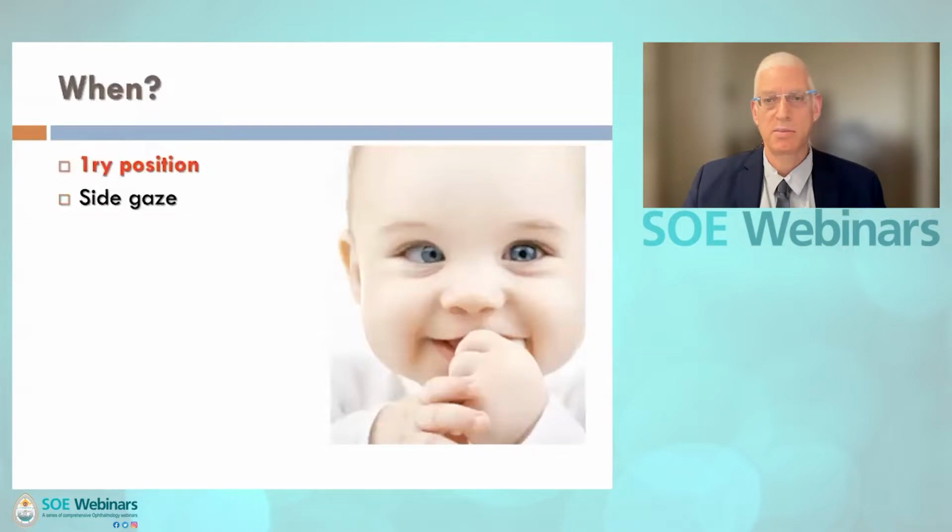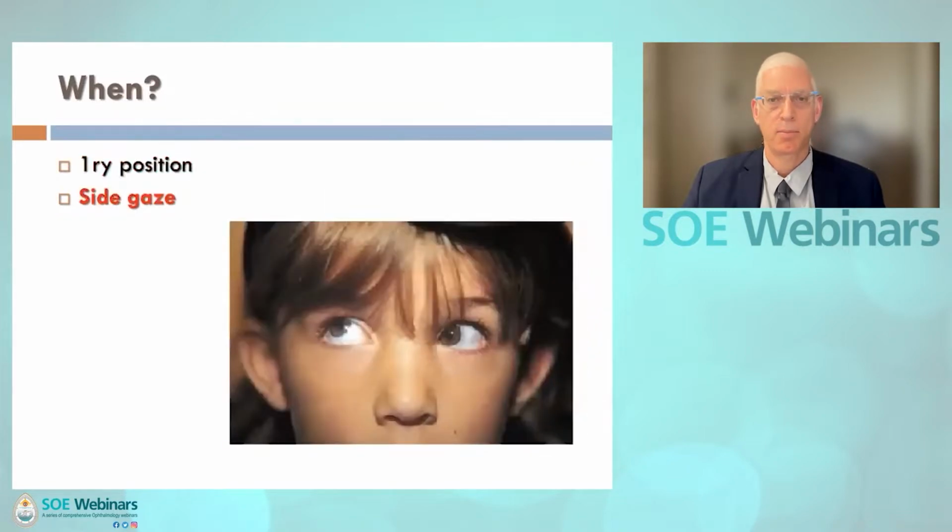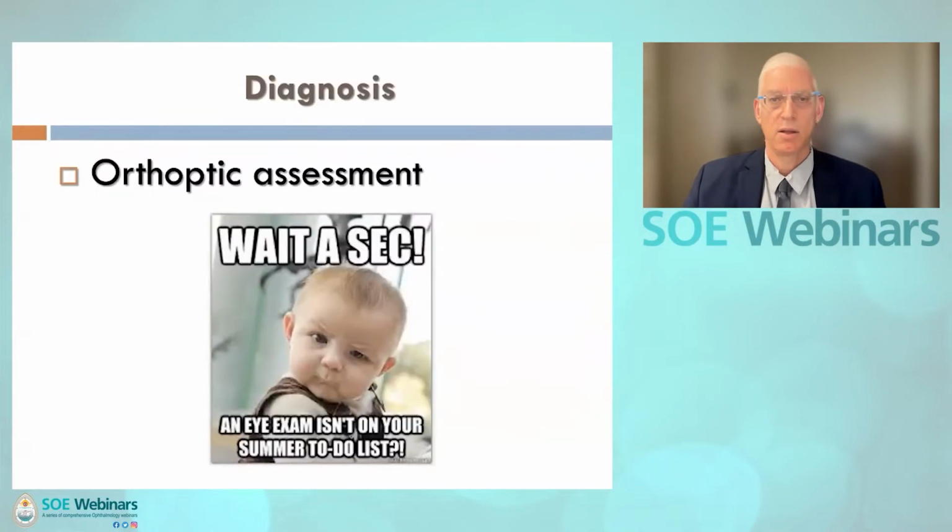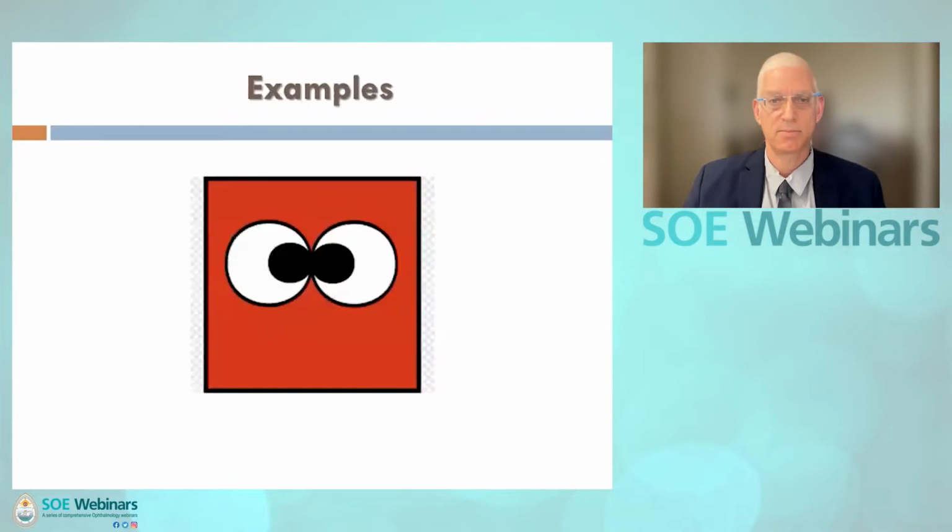When does intermittent strabismus manifest? It may occur occasionally in primary position under certain conditions, when the subject is tired or daydreams. In other instances, it may manifest on side gazes. Please refer anyone, especially a child with suspected intermittent strabismus, to a pediatric ophthalmology unit for a full orthoptic assessment. So, here are a few examples to illustrate intermittent strabismus. First, we will discuss the cases that are seen in primary position.